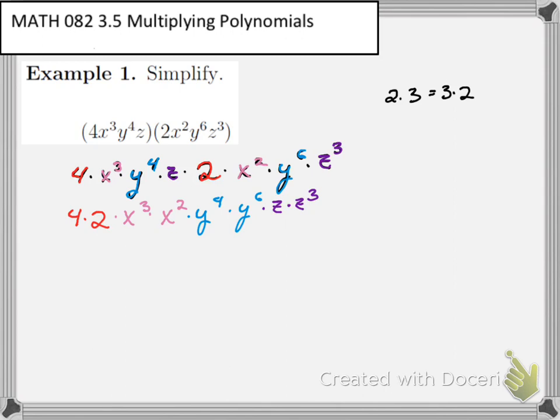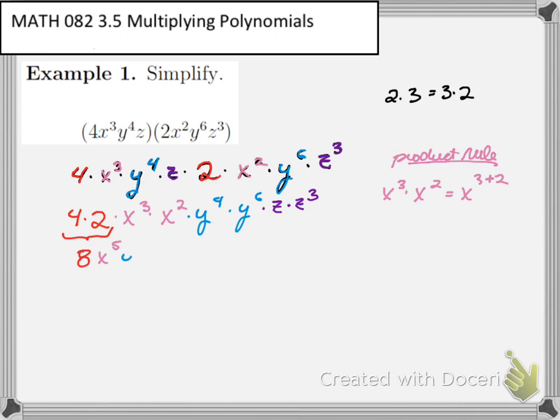All right, so let's see if we can simplify this a little bit more. So 4 times 2 is 8. Okay, here we have x cubed times x squared. So this is the job for the product rule. If you remember way back to 3.1, we learned that the product rule teaches us that when we multiply terms that have the same base, then we can add their exponents. So this gives us x to the fifth power.